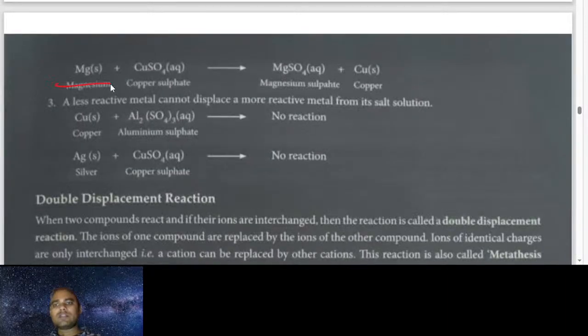Next one, you see magnesium and copper sulfate, student. It is forming magnesium sulfate and copper. And copper here, you see, treating aluminum sulfate gives no reaction. Why? Because copper is less reactive, student. So a less reactive metal cannot displace the more reactive metal. Ag is also less reactive. So a less reactive metal cannot displace the more reactive metal, student.